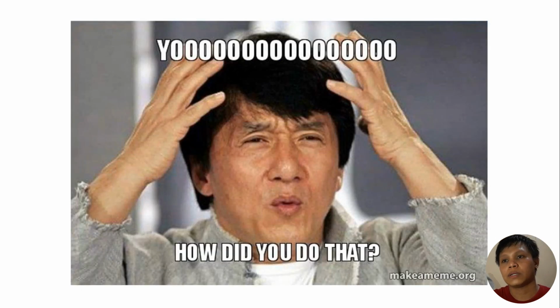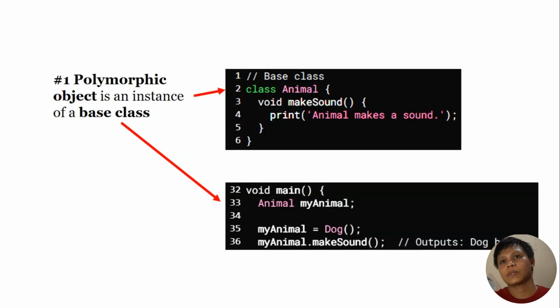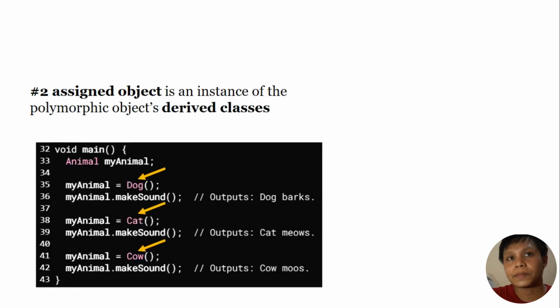Why is that? And how we achieve that is, first, that polymorphic object is an instance of a base class. Now, if we dive into the class definition on line 33, ito yung itsura niya. We have a class, Animal, and then we have just a generic makeSound method. Doesn't matter itong but anyway, ito yung next na important na i-take note nyo.